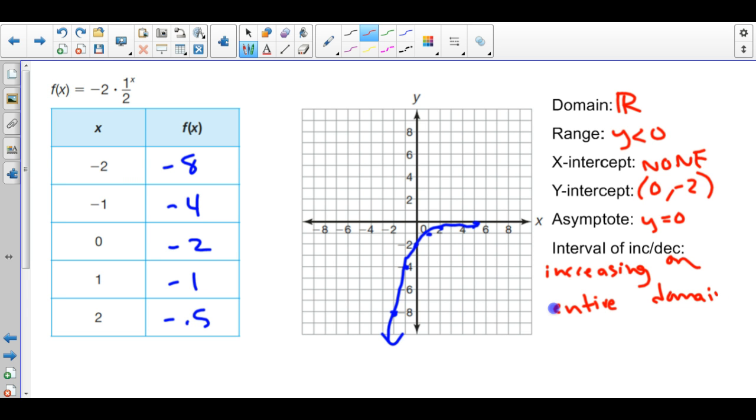And that is basically all of the graphs that we would really see from this section. We were talking about growth, we talked about decay, and then the reflections of growth and decay, and all about the increasing and decreasing.